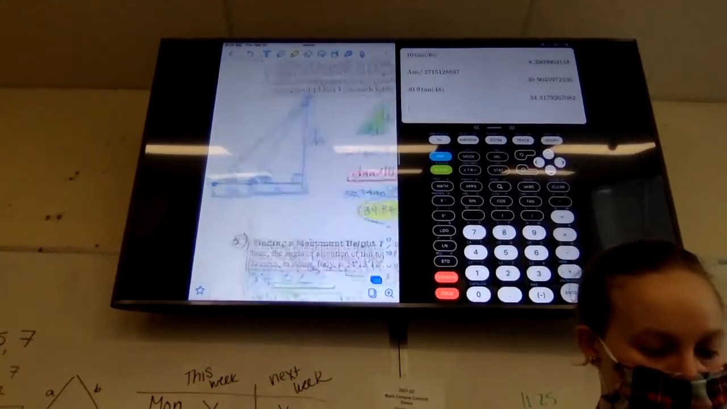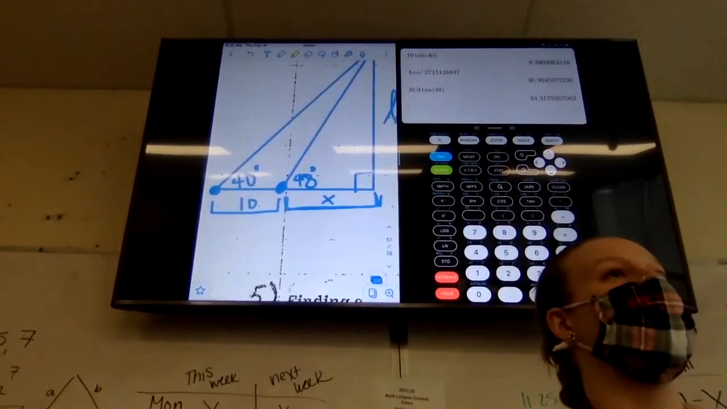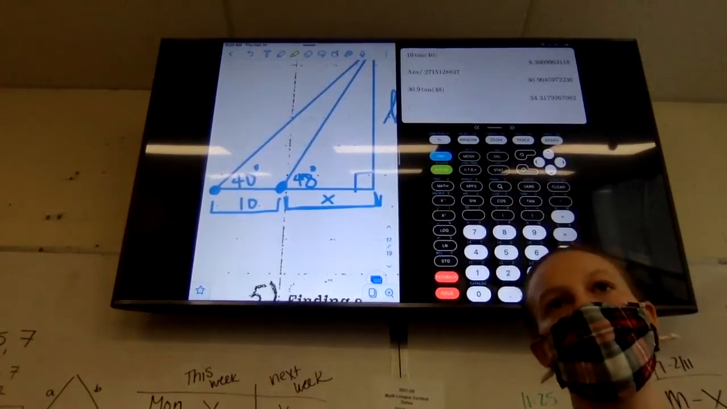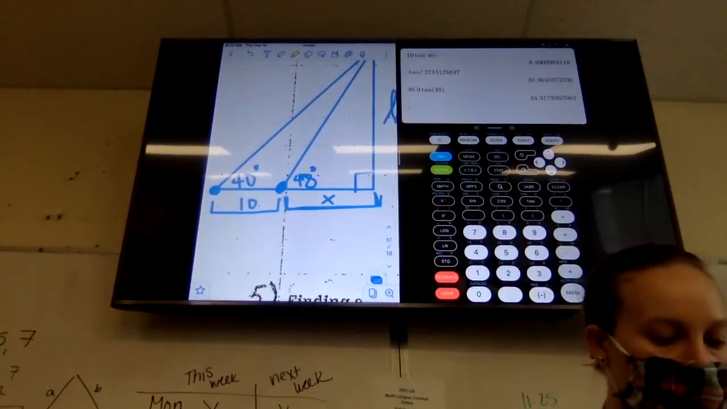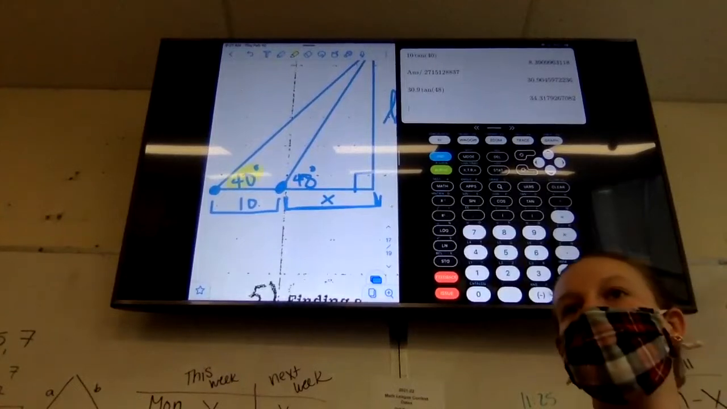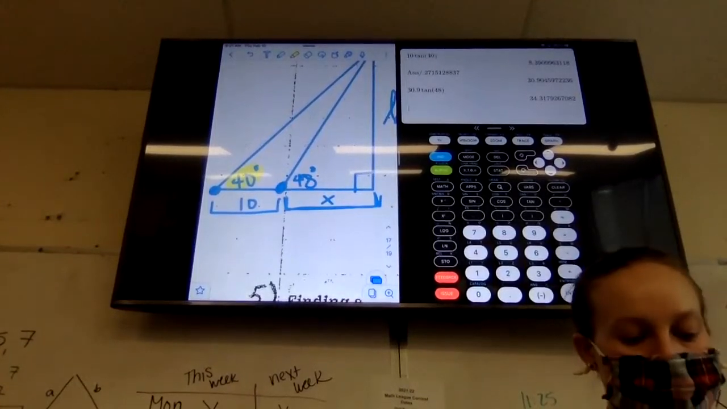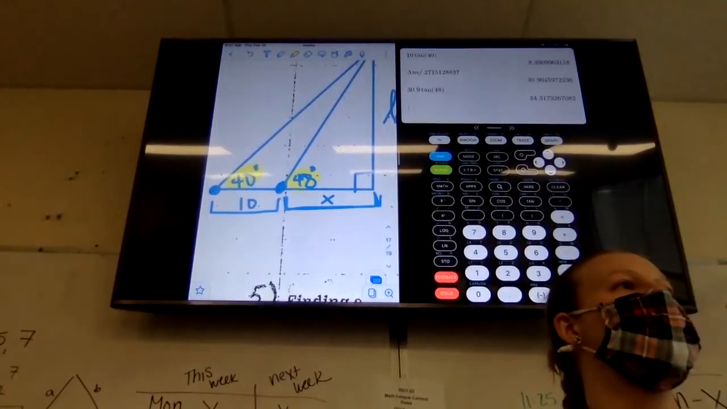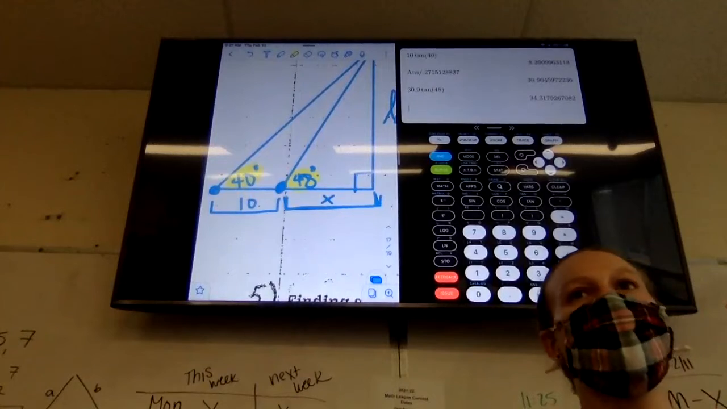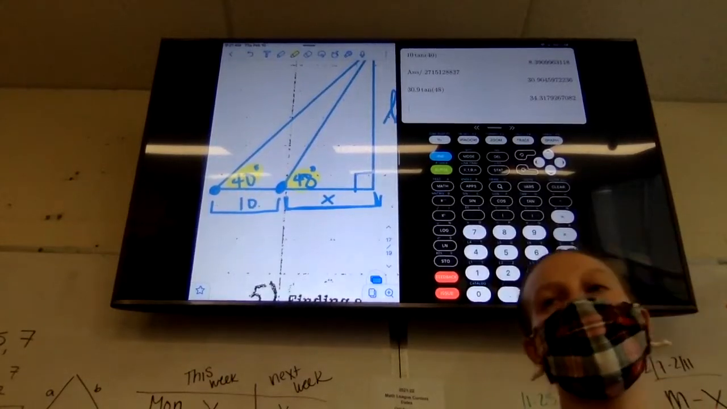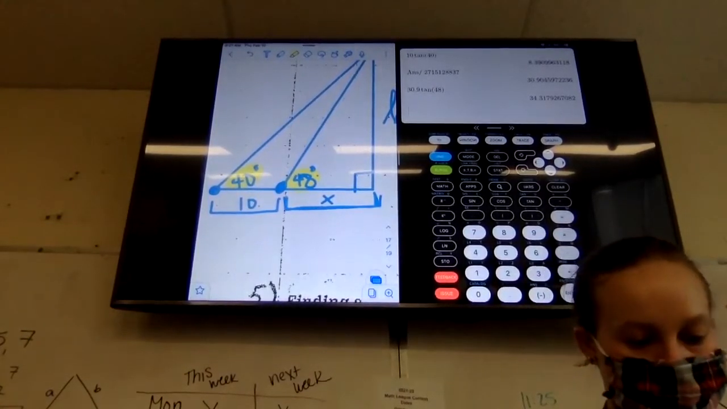All right. What I should have known is that the smaller angle is farther away. The closer you get to a building, the bigger the angle. As Rocco noticed, this angle looks smaller than this angle, so it should have been labeled differently. So just so you don't make the same mistake I did, the farther away is the smaller angle, the closer we get is the bigger angle.